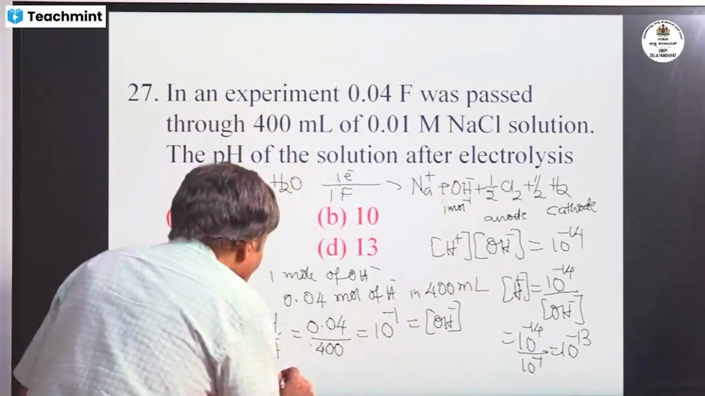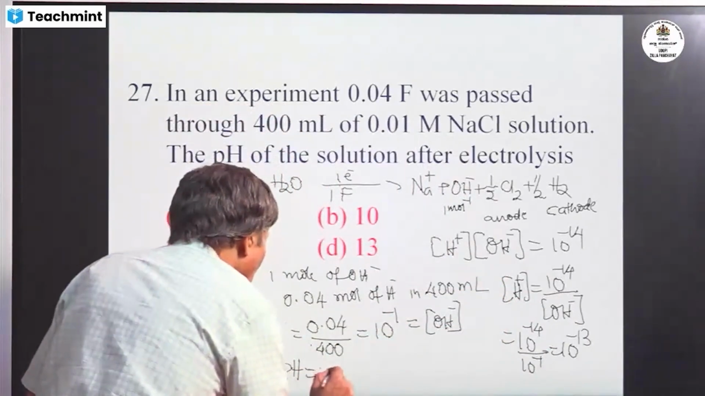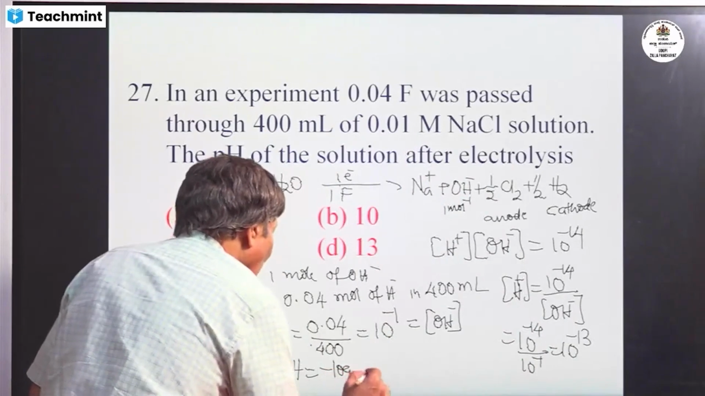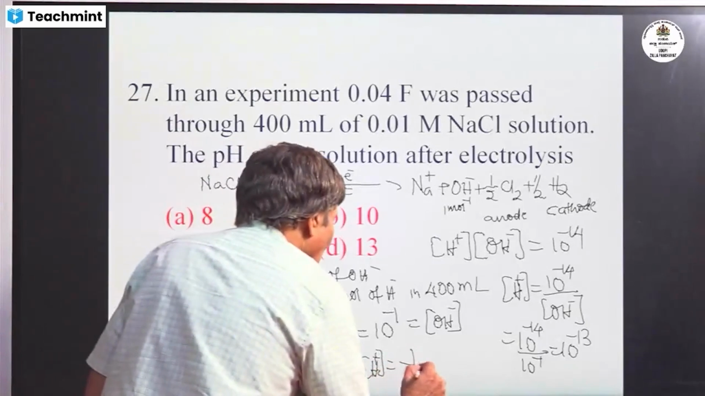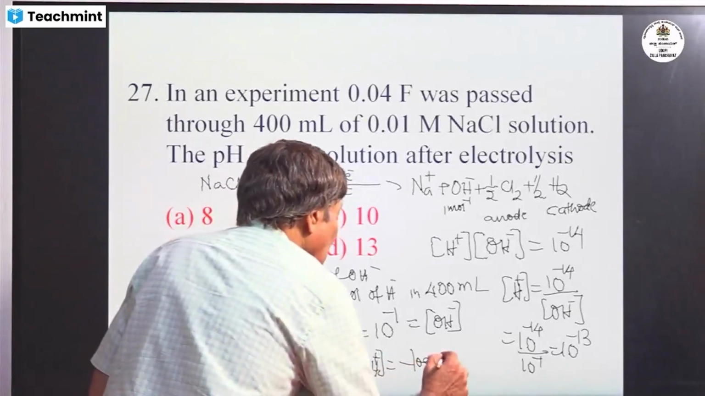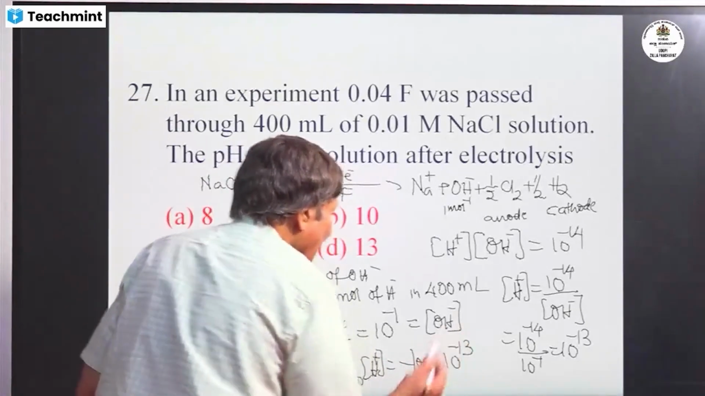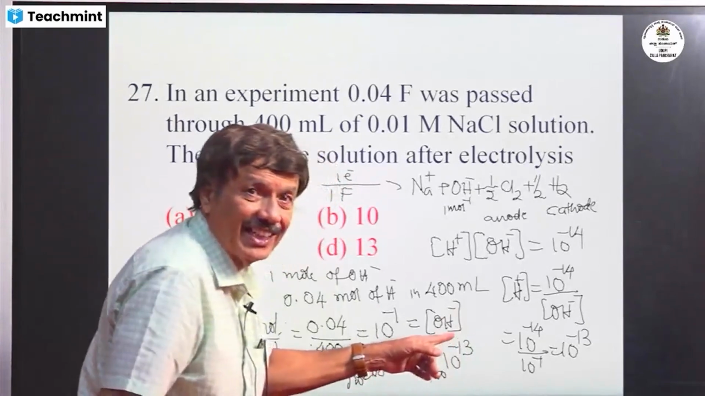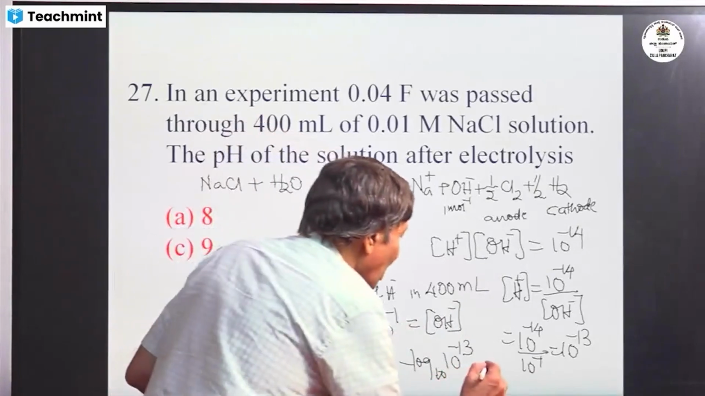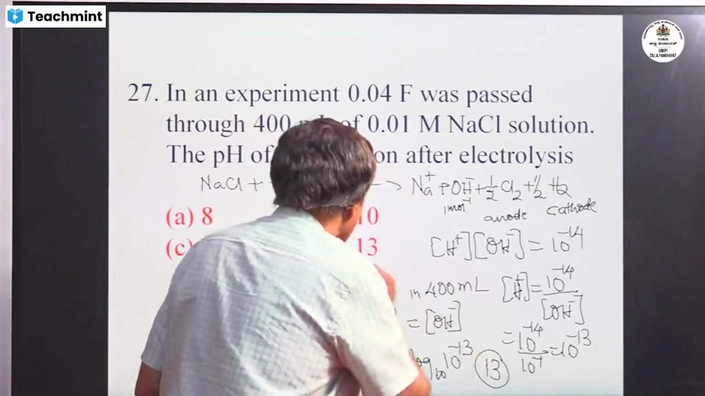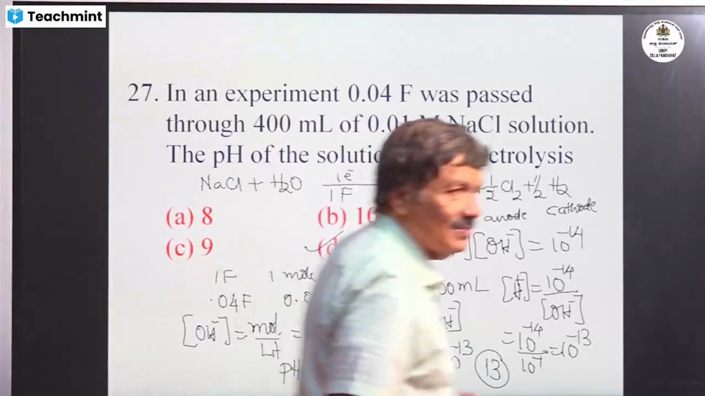Last step, pH is equal to minus log to the base 10 of the molar concentration of hydrogen ion, minus log to the base 10 of 10 to the power minus 13. Log of 10 to the power minus 13 is minus 13. Since the negative sign is there already, the answer will be 13. This is the answer. Option D is the right answer.